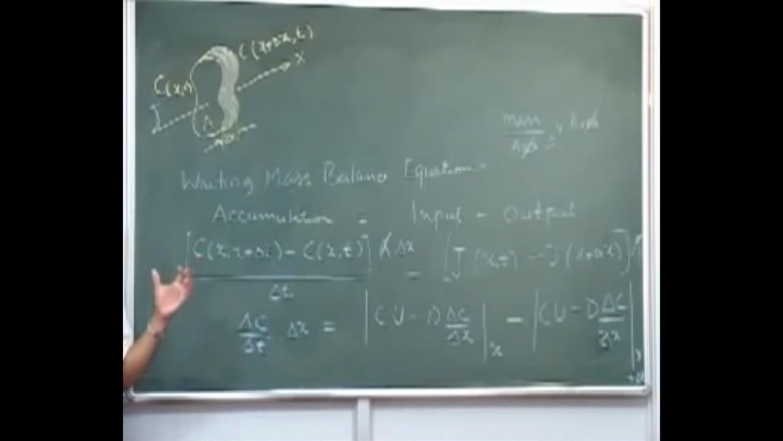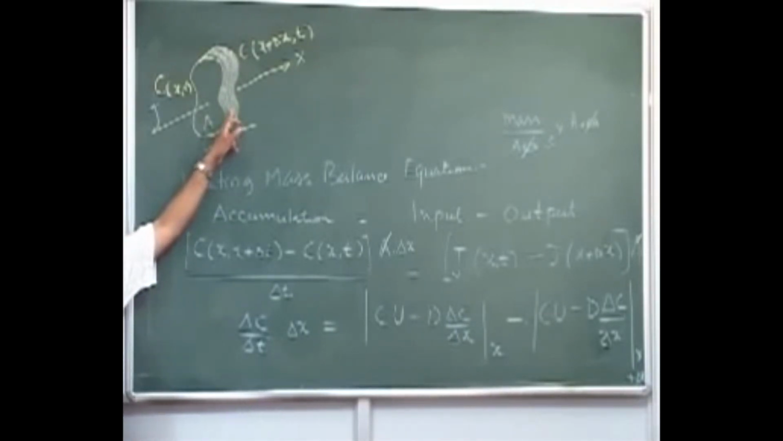See, where is the C I am talking about? Concentration is in the strip, not at the faces. Right? I am not talking about the faces. Concentration is in the strip. So how will concentration in the strip change? Concentration in the strip will only change because of change in the time domain.